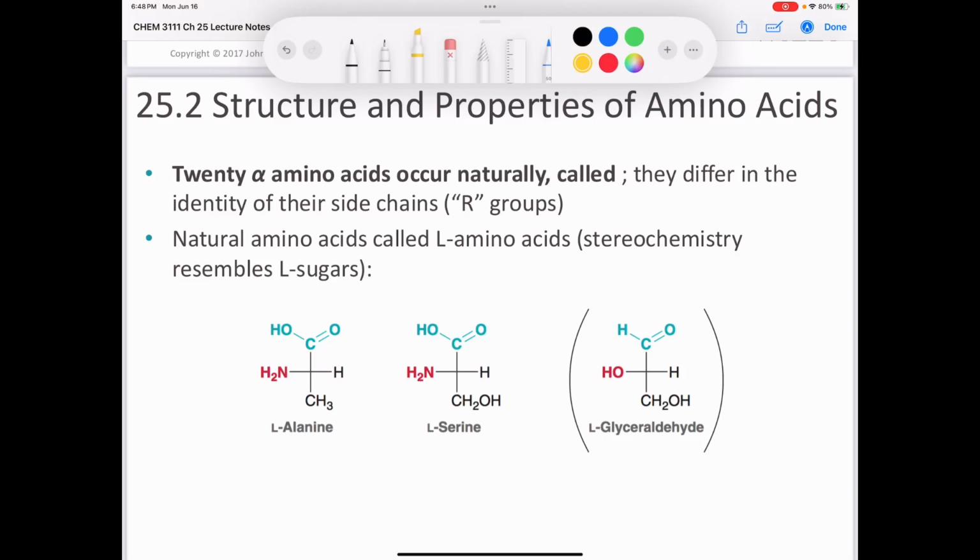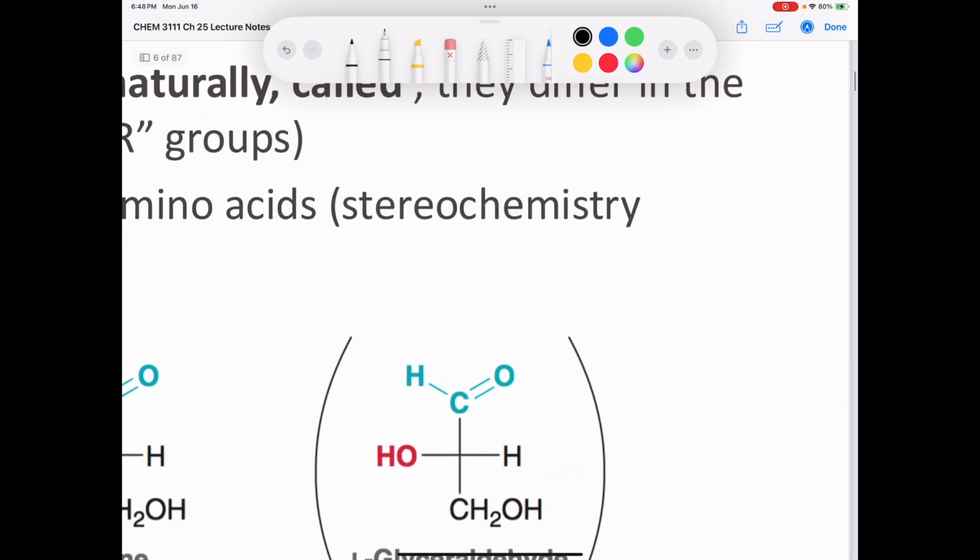Hundreds of different amino acids are observed in nature, but only 20 amino acids are abundantly found in proteins. And these 20 alpha amino acids differ from each other only in the identity of the side chain, or the R group. So if you remember, what we had drawn in the previous video was our carboxyl group, then our alpha carbon, then the amino group, so that's why we're studying alpha amino acids.